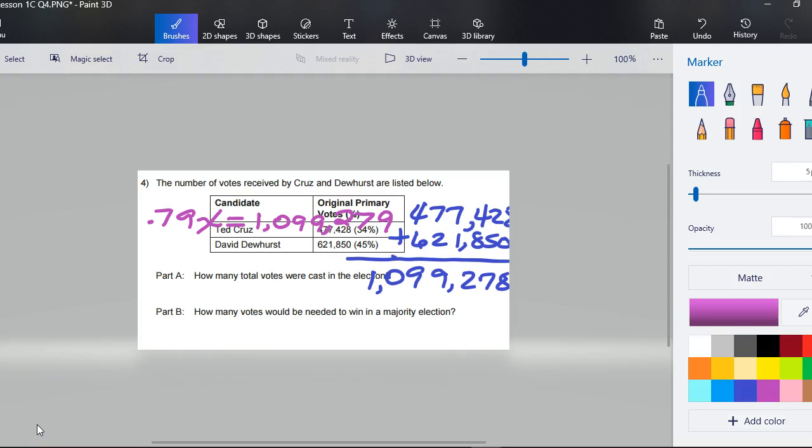In this class, you're supposed to have a scientific calculator, not a graphing calculator or a cell phone. So using your scientific calculator, first set up this equation, and then we're going to divide both sides by the 79%. And one great thing about it being a recording is you can start and stop the recording as many times as you want.